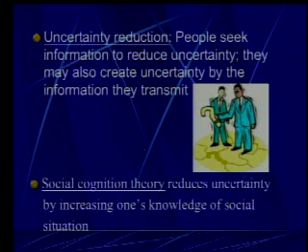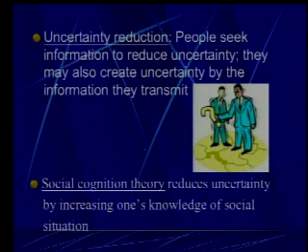Okay, uncertainty reduction is a term that we'll hear throughout the semester in various contexts. People seek information in order to reduce uncertainty. Sometimes we also create uncertainty by the information that we transmit. We want things to be ambiguous. We want people to not be sure what we're doing. So people may intentionally generate uncertainty. At the same time, most of us are seeking information to reduce uncertainty.